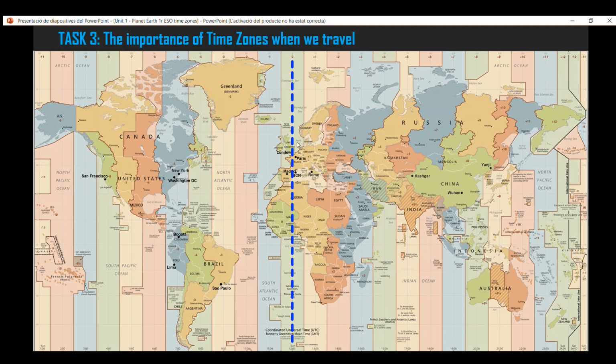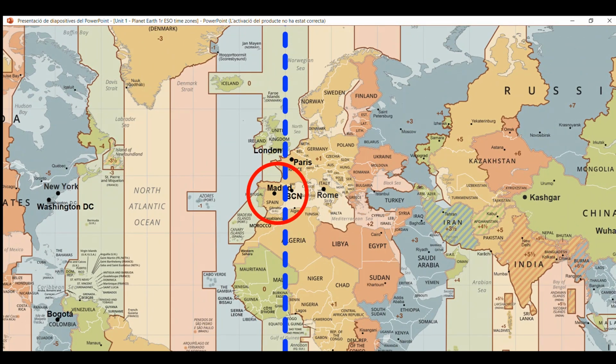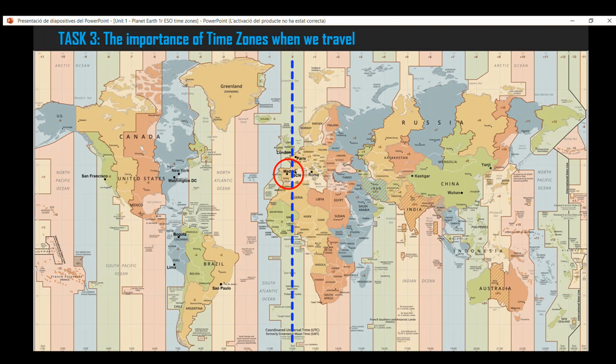Oddly enough, countries such as Spain follow a different time zone. Look at the map. Spain has the same time zone as Germany and Italy. But if you look closely, you can see that Spain should follow the same time zone as the UK. How is that possible? As we've said previously, some time zones are influenced by political factors.